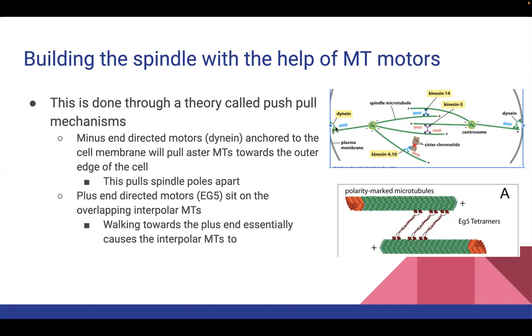So as dynein walks towards this minus end, this spindle pole is going to come closer and closer to the cell membrane. On the other hand, plus end directed motors such as EG5, a kinesin 5 seen right here, sit on the overlapping interpolar microtubules. They walk towards the plus end of each microtubule, and this causes the spindle poles to be pushed away from the center of the cell.